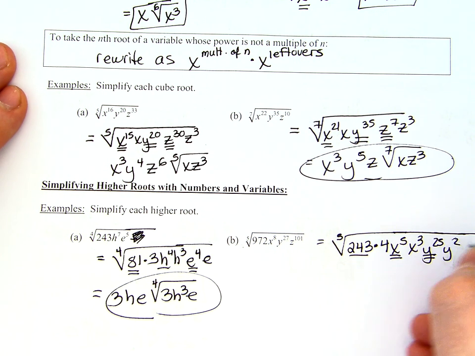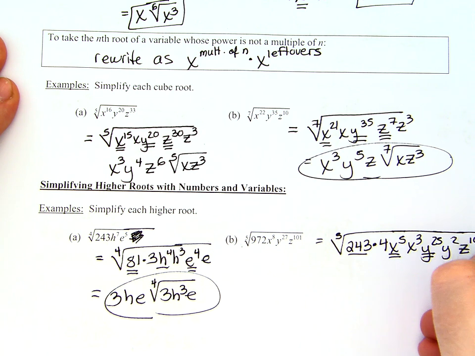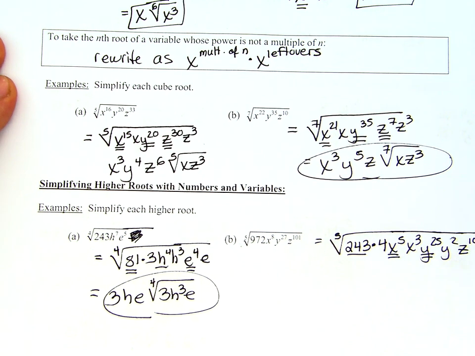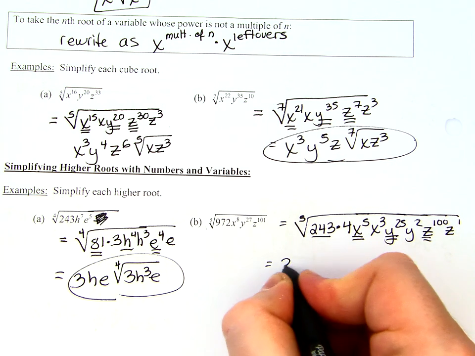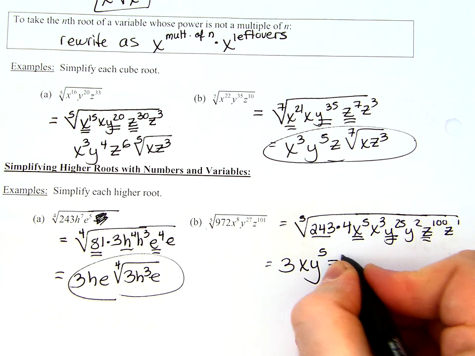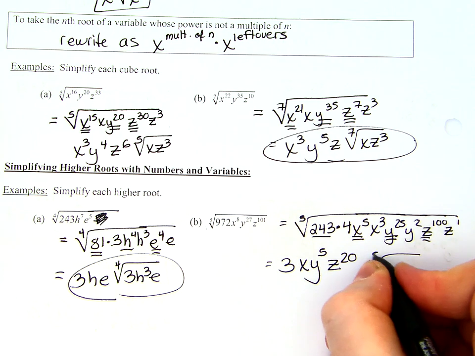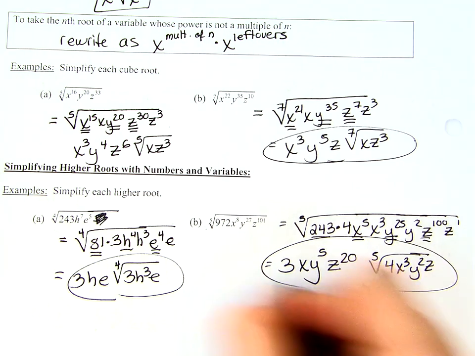Okay, let's do that one right now, though. Is 101 a multiple of 5? 100. That'll do it. And we're left with z to the 1st. Am I still? Oh, now I'm on the screen. Okay. So this looks like 3x, y to the 5th, z to the 20th. Okay. And inside the 5th root of 4x cubed y squared z.